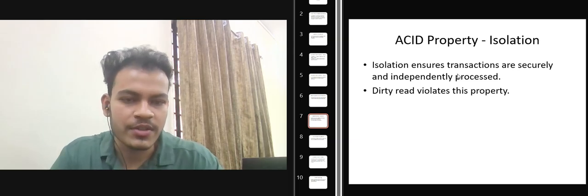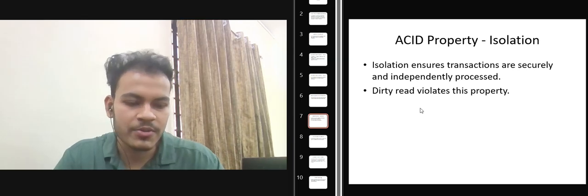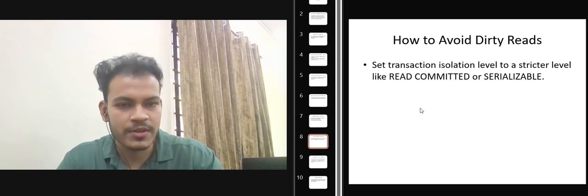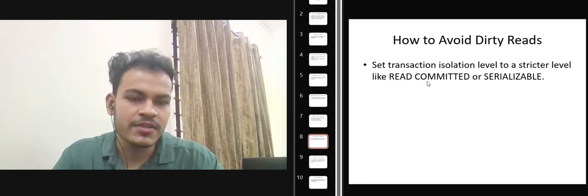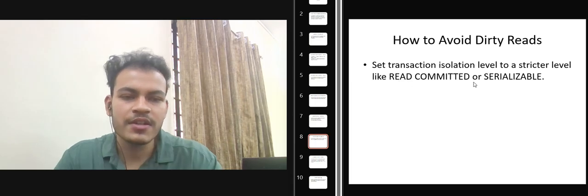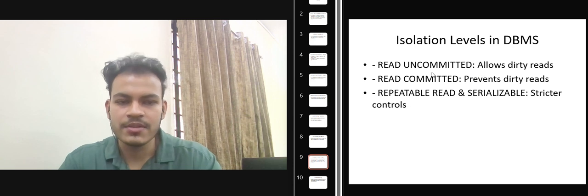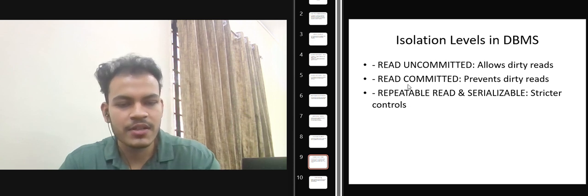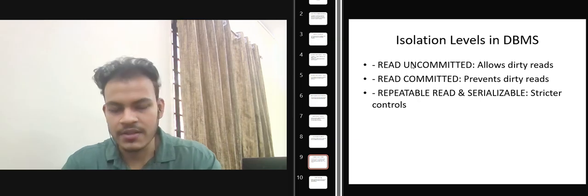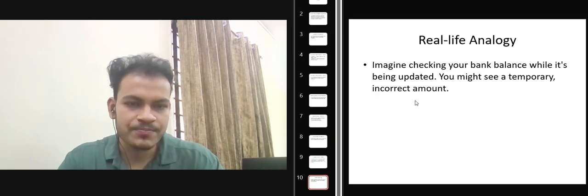ACID property isolation: isolation ensures transactions are securely and independently processed. Dirty read violates this property. How to avoid dirty reads? Set the transaction isolation level to a stricter level, read committed or serializable. Isolation levels in DBMS: read uncommitted allows dirty read. Read committed prevents dirty read. Repeatable read and serializable have stricter controls.